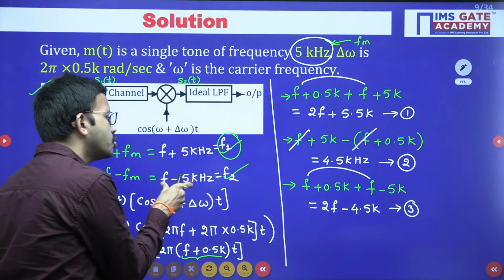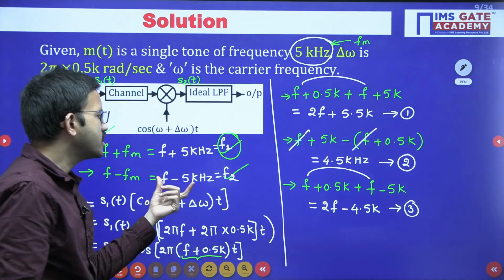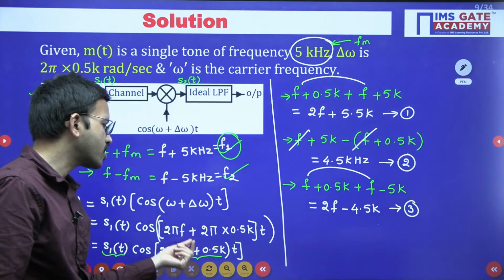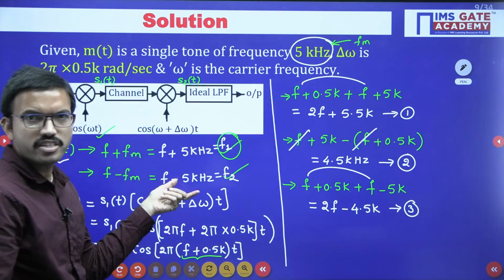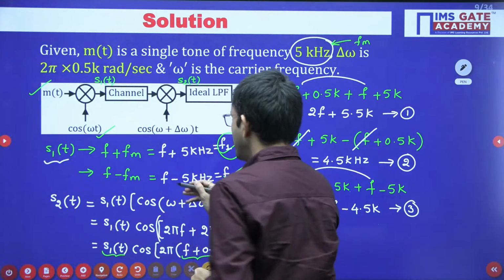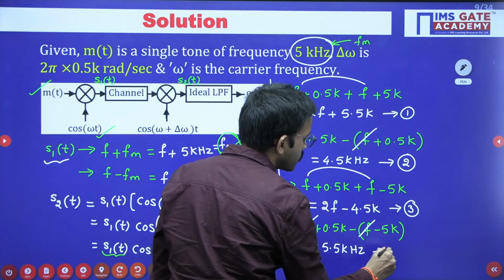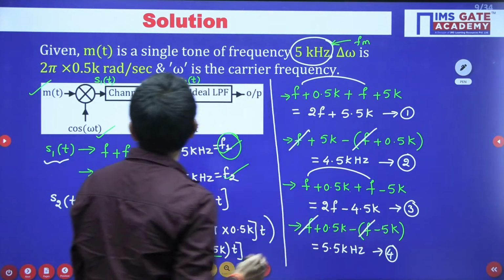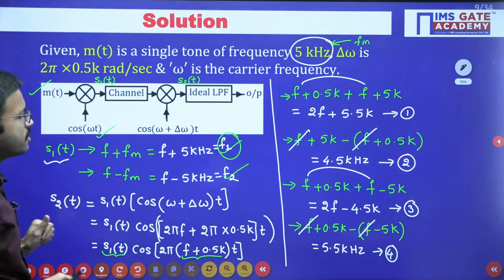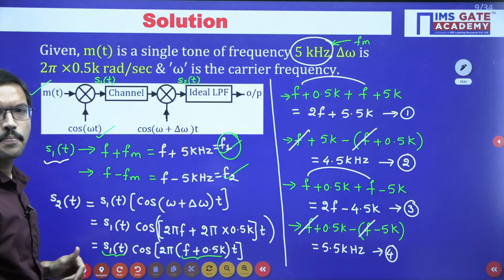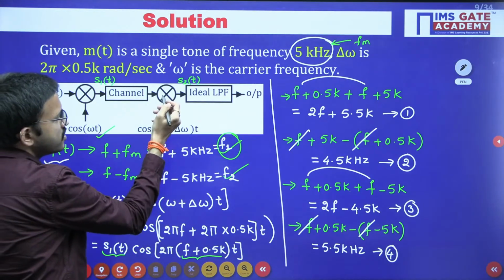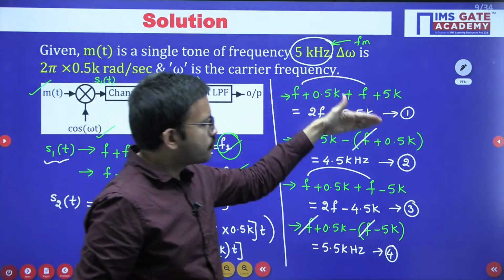Obviously, here you are subtracting, right? So this will be smaller. Here you are performing addition. Obviously, this is greater when compared to this one, right? So now you can separate this frequency from here. So this is the fourth frequency. So at the output of the first multiplier, we are getting two frequencies, and at the output of the second multiplier, we are getting four frequencies.